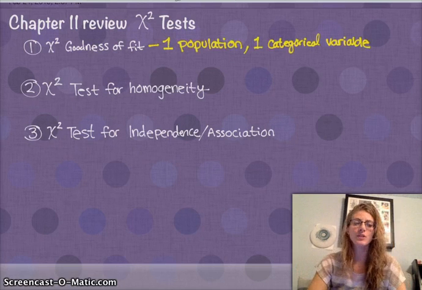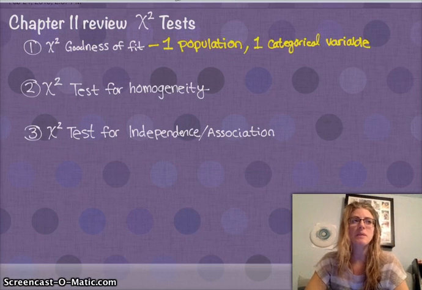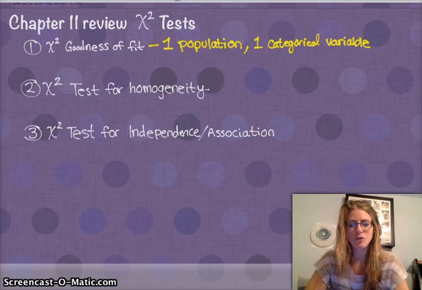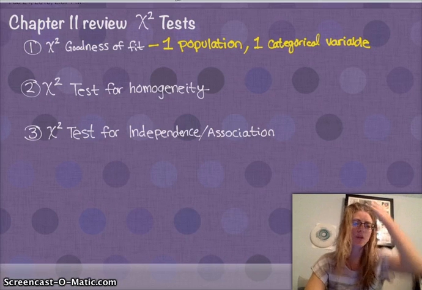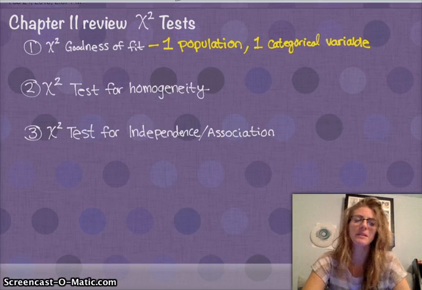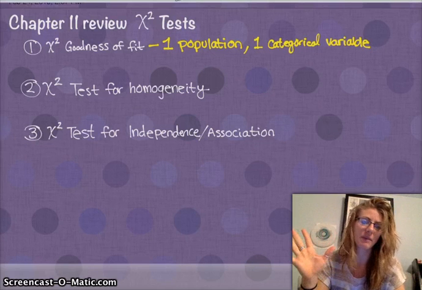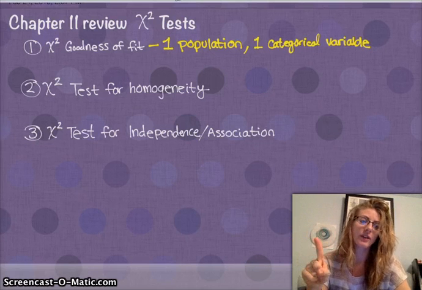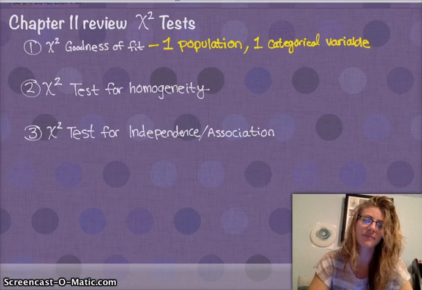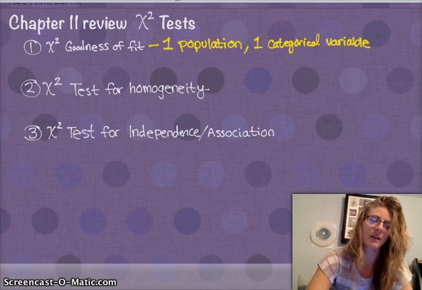variable. So an example might be, is the distribution of M&Ms, of the color of M&Ms, truly what the company claims them to be? So your single population is regular M&Ms, your single variable is color, and then you just have the distribution of the colors that you're testing the claim for.